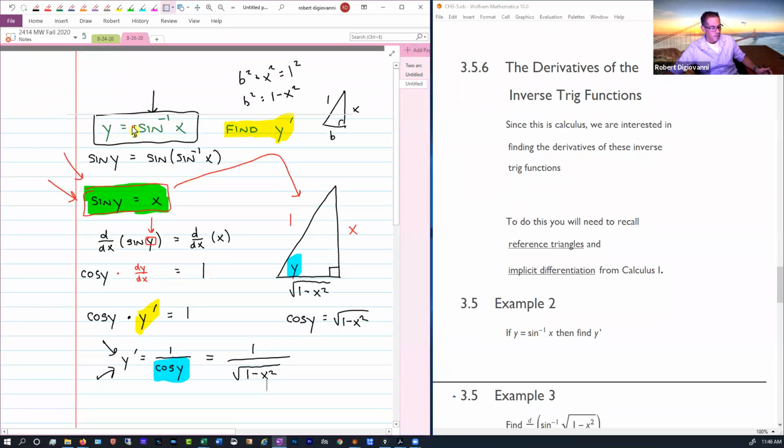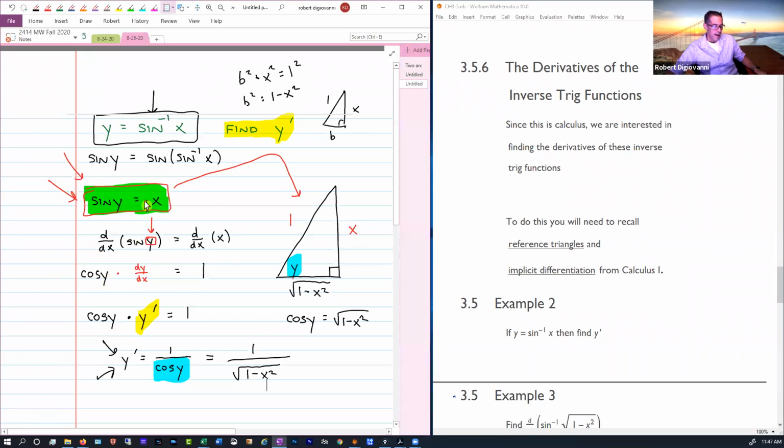So we started out with the original function we wanted the derivative of. We took sine on both sides to get rid of that inverse trig function. We looked at that equation. We differentiated it implicitly. The right side was easy. The left side required some chain rule. We isolated the y prime.